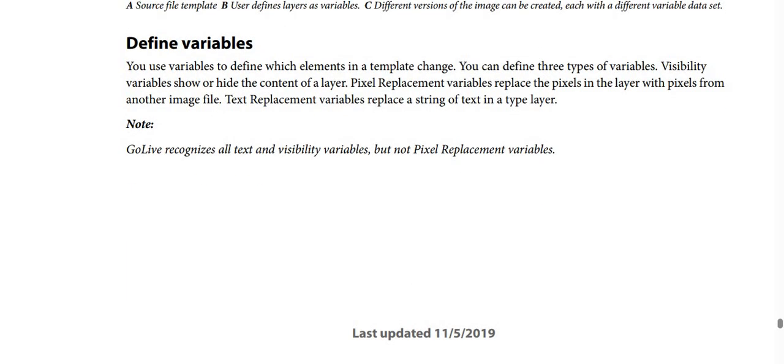And what about define variables? By the way, you can use variables to define which elements in a template change. And you can define 3 types of variables. Visibility variables show or hide the content of a layer. Pixel replacement variables replace the pixels in the layer with pixels from another image file. And text replacement variables replace a string of text in a type layer.